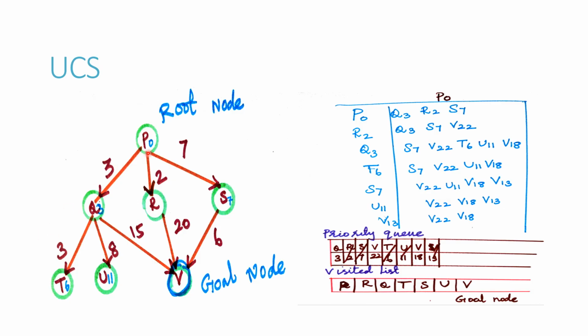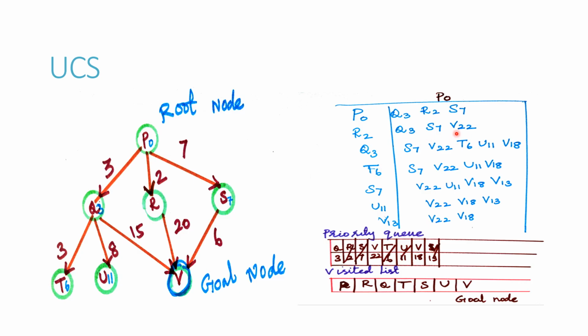Similarly, P is the first initial node. So P will be coming to the visited list and it will be expanded: Q3, R2, S7. Comparing the values, which one is the lowest value? R2, then R2 is expanded. After expanding R2: Q3, S7, V22. How are we getting V22? After expanding R2, we have R connected with V with the cumulative cost of 20 plus 2, 22. So Q3, S7, V22.